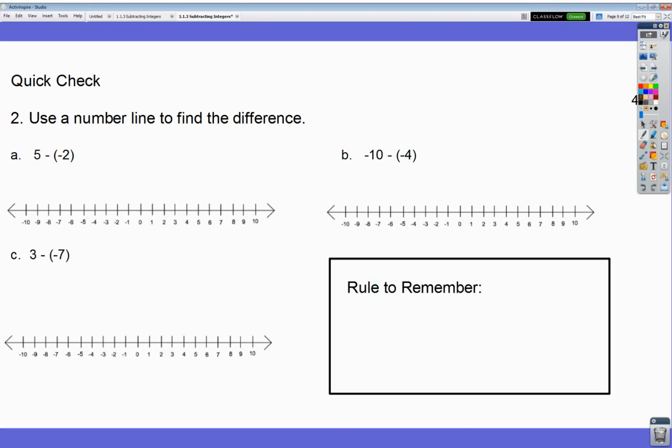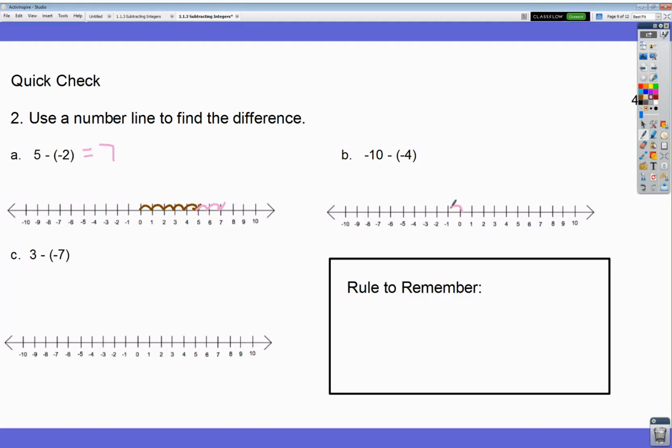Okay, quick check. Once again, you are going to do this on your own. So pause the video and then come back and check your answer. Okay, for our first example, we're going to go right 5. And then we're subtracting a negative 2, so we're going to go right 2. 5 minus a negative 2 is positive 7.